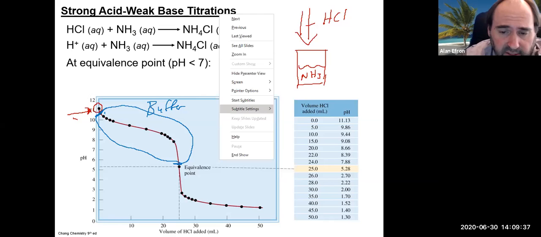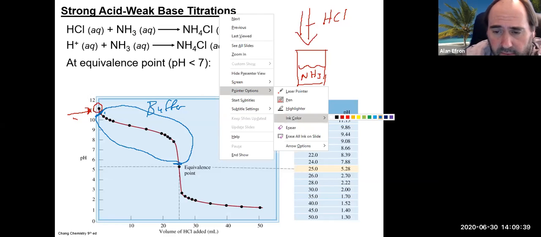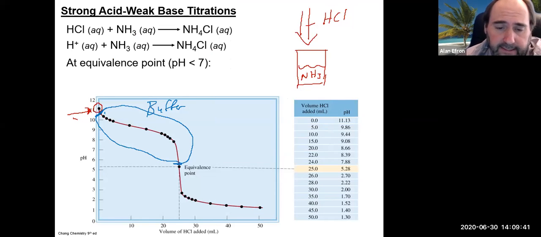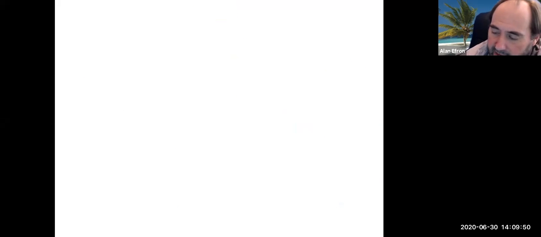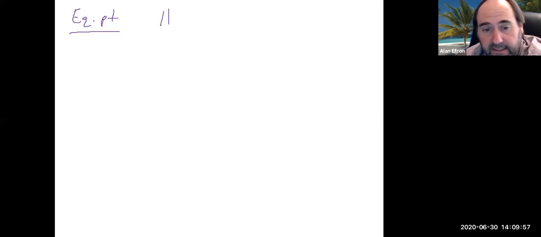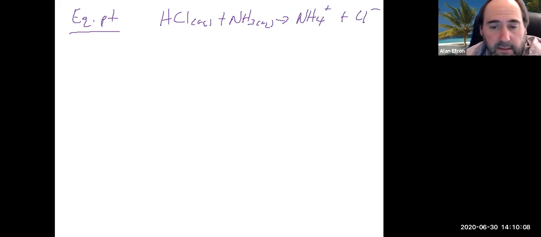Now, when we do get to that equivalence point, also going to be very similar to the last one we just saw. So we'll go with purple, why not? So right there on our equivalence point, that dot is going to happen when we have equal amounts of those guys. So at the equivalence point, our HCl in this case, plus our ammonia, giving us our ammonium chloride in this case.